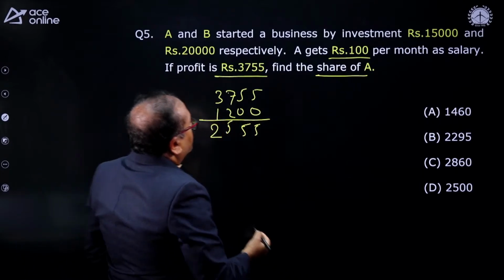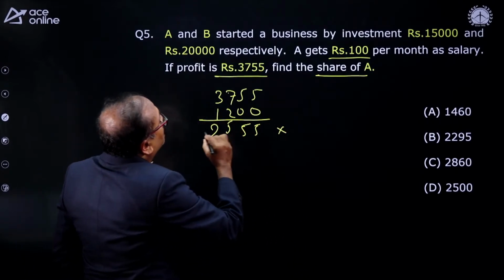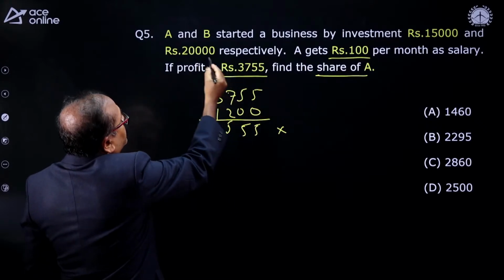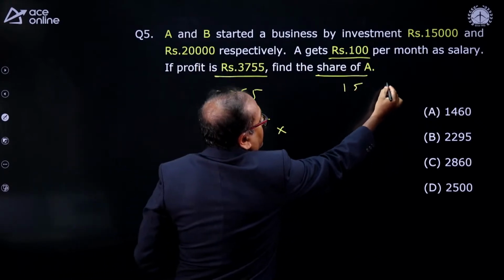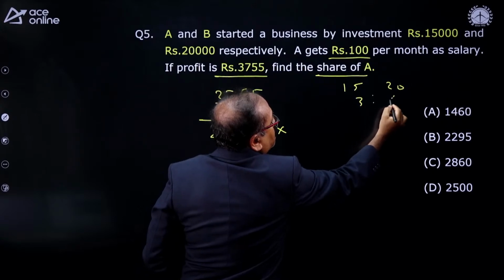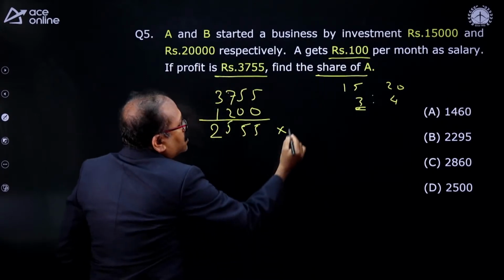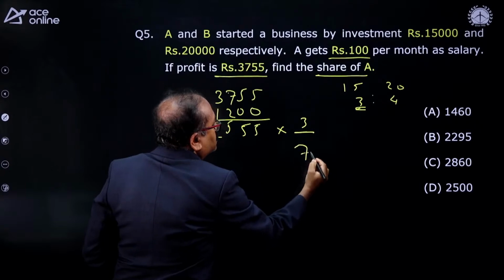Now what is the share of A? So let's take how many parts A has. What is their capital? 15,000 and 20,000. 15 and 20. What is the ratio? 3:4. This is A's part. So 3 parts out of 7 parts.